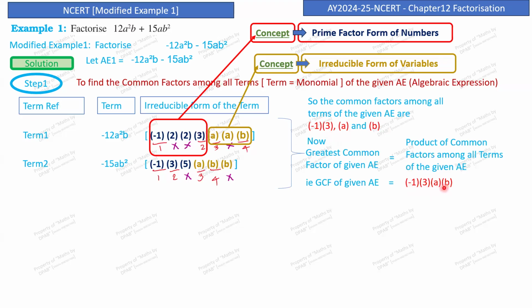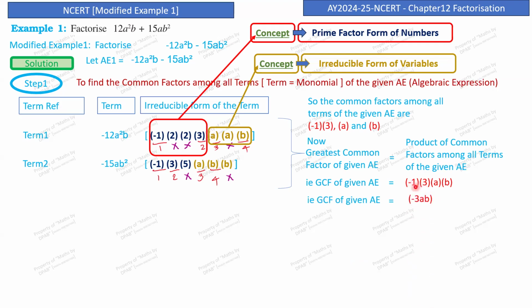No need to put a multiplication symbol between them, because once you close the bracket and start the bracket without putting any symbol, that means minus 1 and 3 are being multiplied. Between 3 and A also there is no symbol between the closing bracket and opening bracket, that means 3 into A. So minus 1 into 3 into A into B. So what does it mean? It means minus 1 into 3.